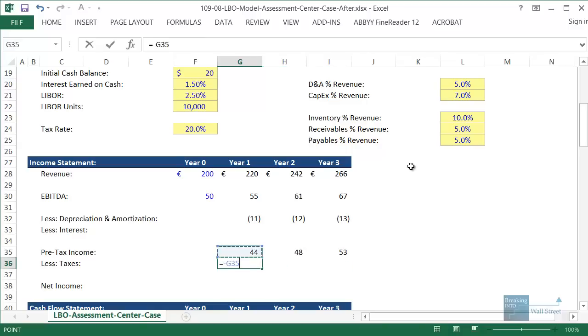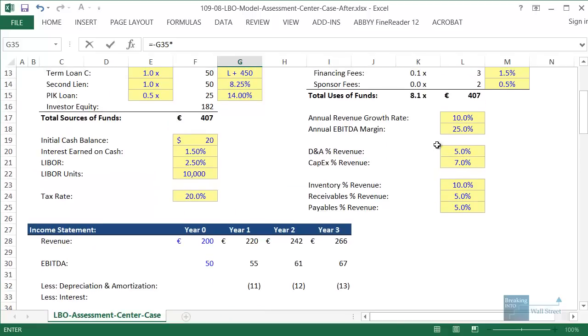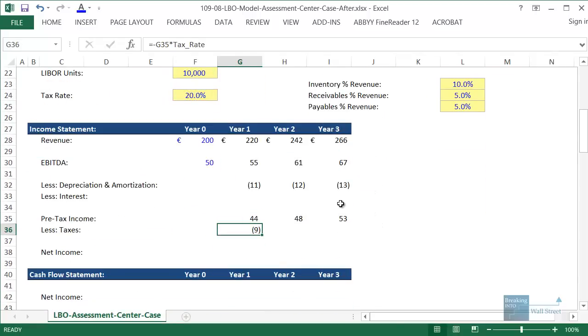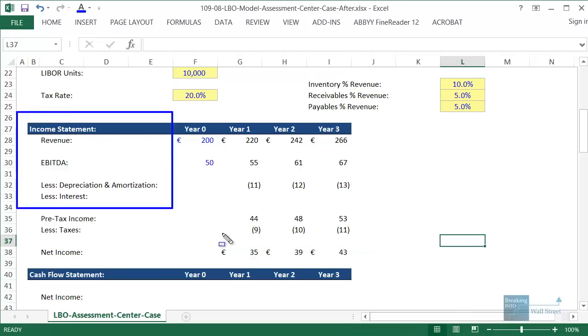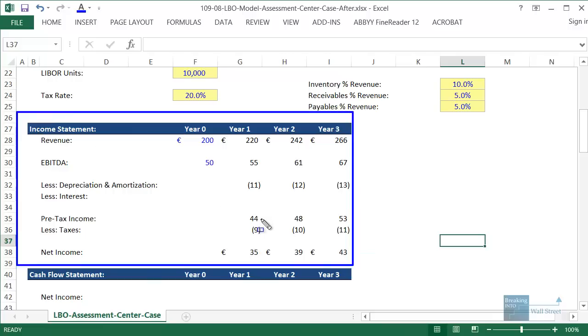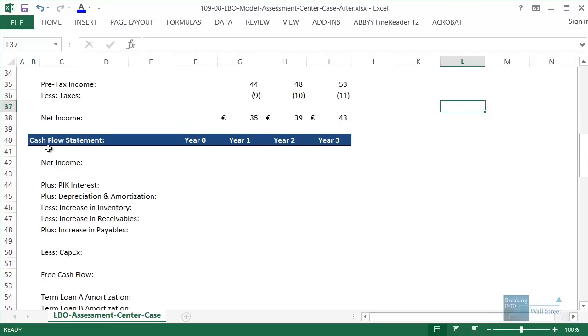Taxes is just pre-tax income times the 20% tax rate. We have that. We'll copy this across. And then net income is just our pre-tax income minus our taxes. So we have that. We have our income statement mostly set up, although the interest expense is missing. So let's move to our cash flow statement now.